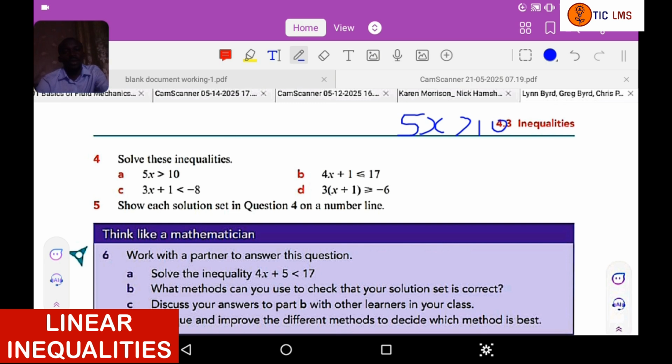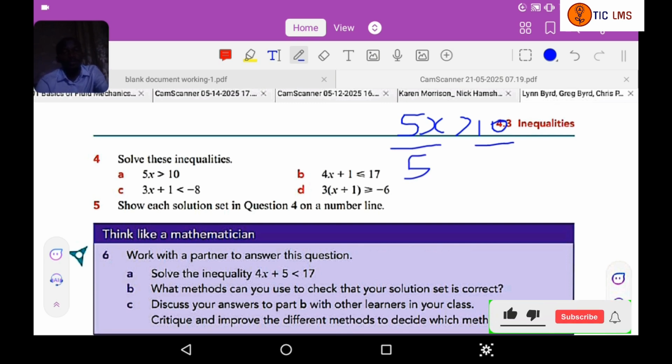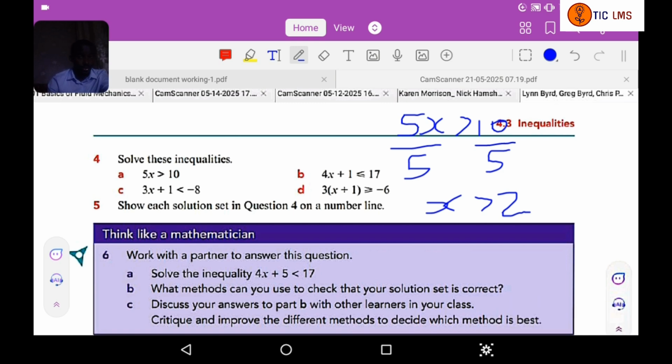So what you have to do here, you have 5 and x. You want to get the value of x, and you have 5 just beside it, and you don't want the 5. So you divide both sides by 5. Okay, and then you're going to have x is greater than 2. Alright, so the values are greater than 2. We have 3, 4, 5, and so on and so forth. That's the answer for A.